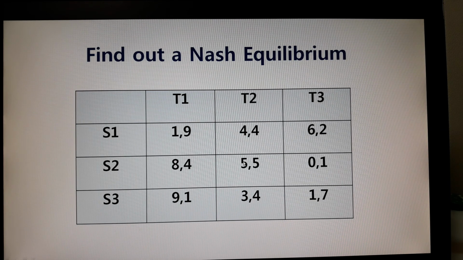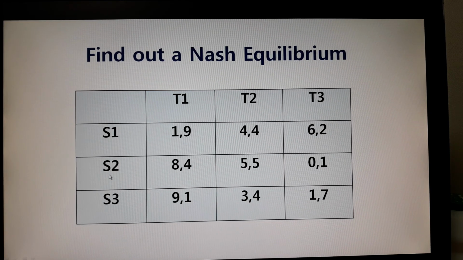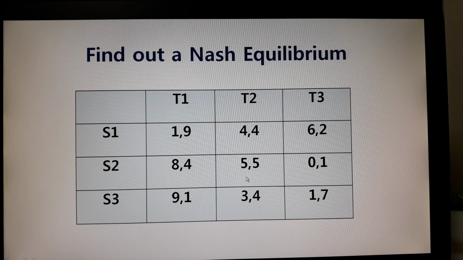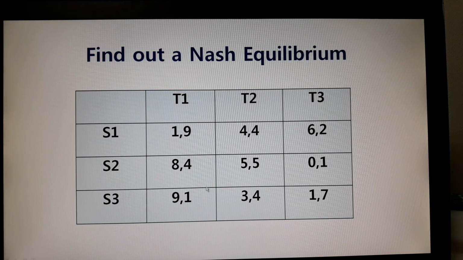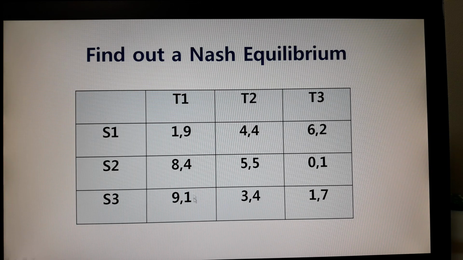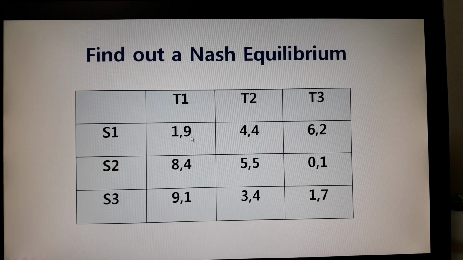5, 5, if you change to S1, it's 4. If you change to S3, 3. So, S2 can be Nash equilibrium, but let's check T2. T2, if you change 5 to 4, 5 to 1. So, S2, T2 is a Nash equilibrium. What about S3, T2? 3 can change to 5. Already not possible. S3, T1, 9, 1. 1 can change to 4 or 7, so it's not Nash equilibrium. 8, 4. 8 can be 9. 4 can be 5. So in this game, if you check one by one, that's the only way, you will realize the only Nash equilibrium is S2, T2.